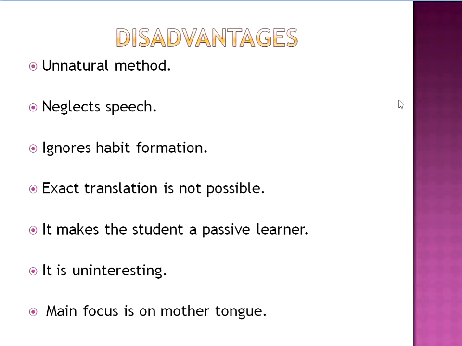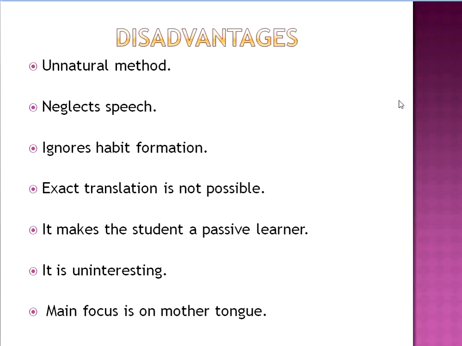It is uninteresting. So while translating a sentence, or a paragraph, or the words from the English language to the mother tongue, it becomes quite boring for the students, because the teachers do not use any sorts of audiovisual aids. They do not use any sorts of TLM in grammar translation method. They merely translate. So in this way, it becomes uninteresting. It becomes very monotonous for the student. So this is one of the disadvantages of grammar translation method.